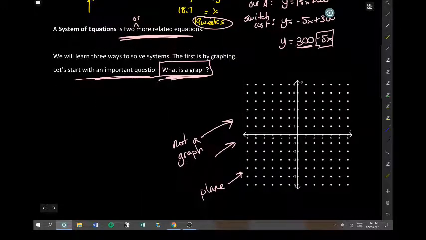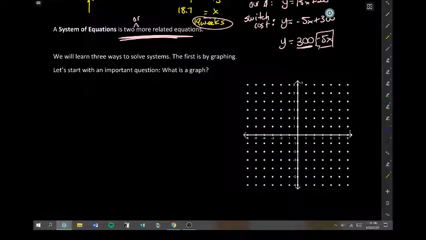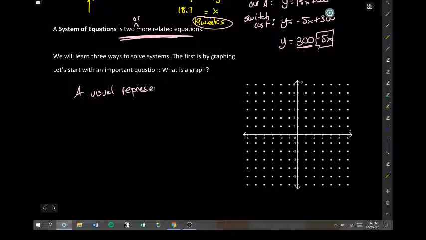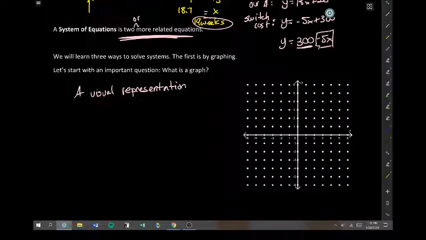I'm sure you actually paused it and thought about it because that's the type of student you are, so thank you very much. You might have said things like data or points or a slope and an intercept, and all those things are parts of graphs and components of graphs, but here's what a graph really is. The wordy mathy answer is it's a visual representation, and in algebra, we'll be specific: a graph in algebra is a visual representation of the solutions to an equation.